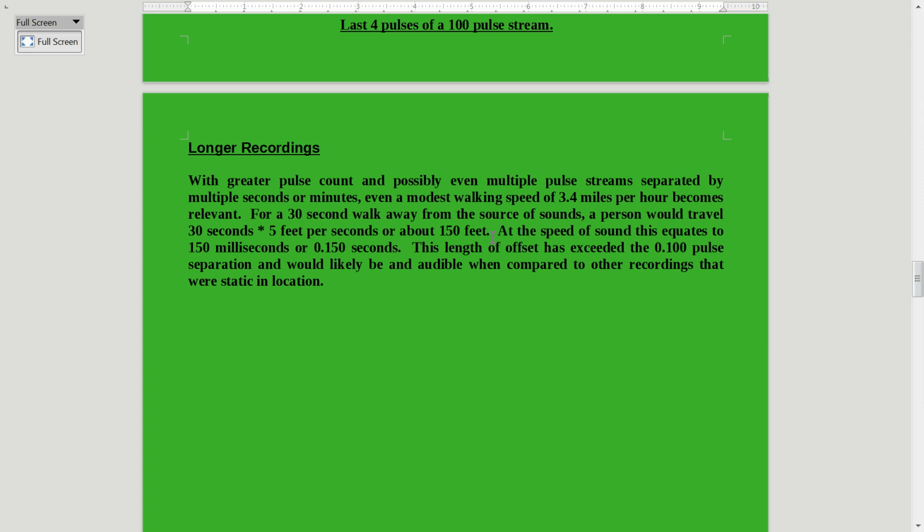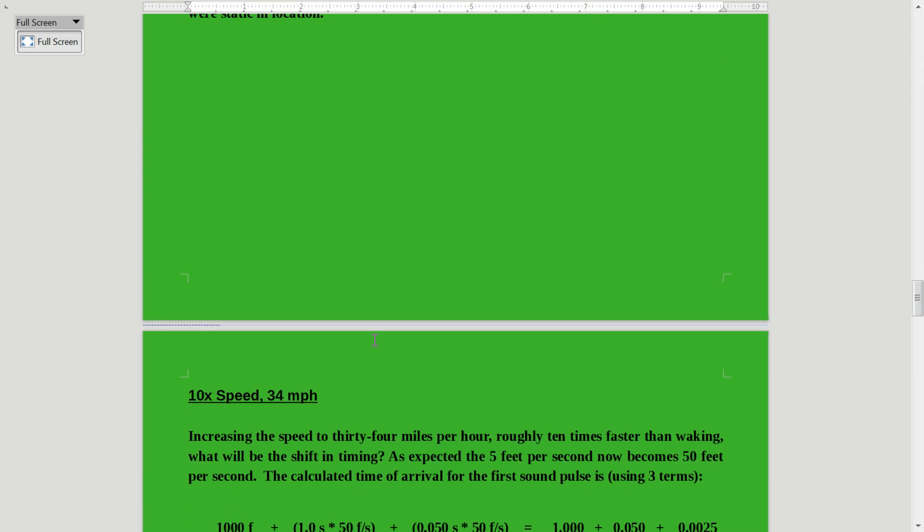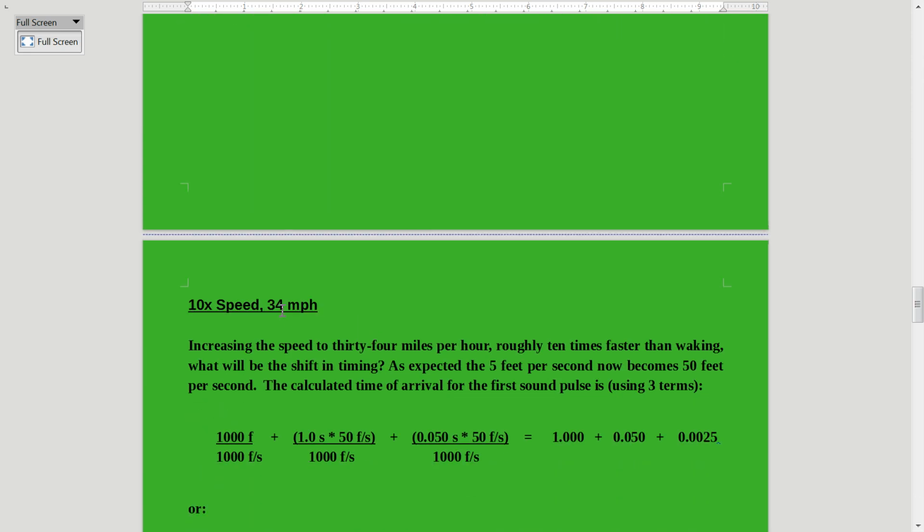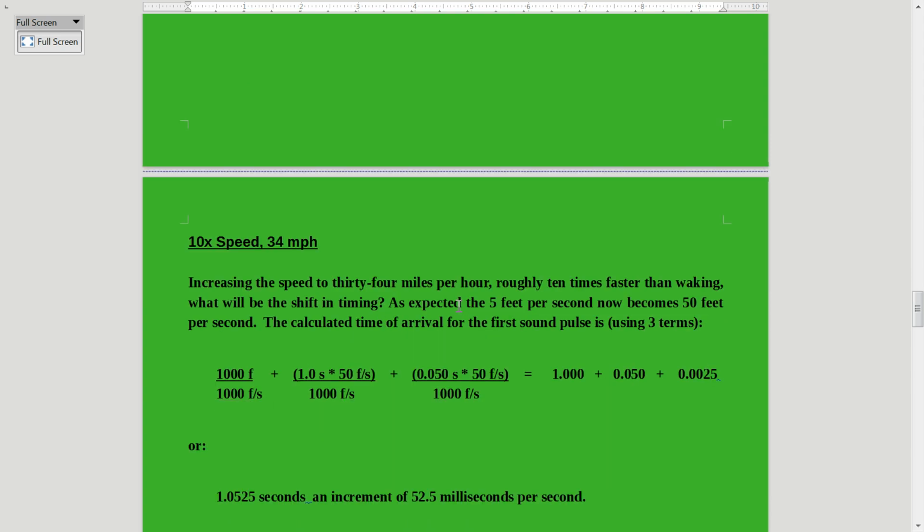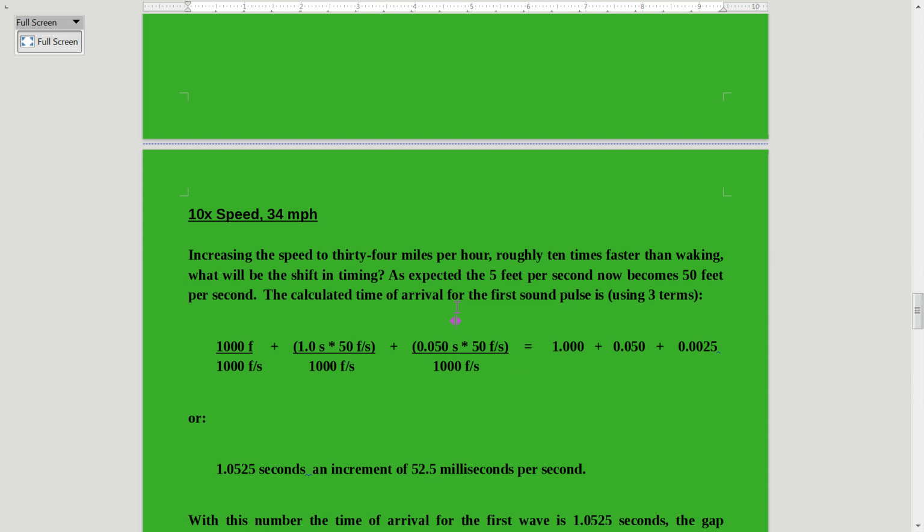What if we jump to the speed of a slow car? So let's just multiply our walking speed by 10. Okay, so instead of 3.4 miles per hour, we'll go to 34 miles per hour. Well, we can use the same calculations as before. That's 10 times faster than walking. And we can ask, what will be the shift in the recording at point B? So instead of 5 feet per second, we're going at 50 feet per second.